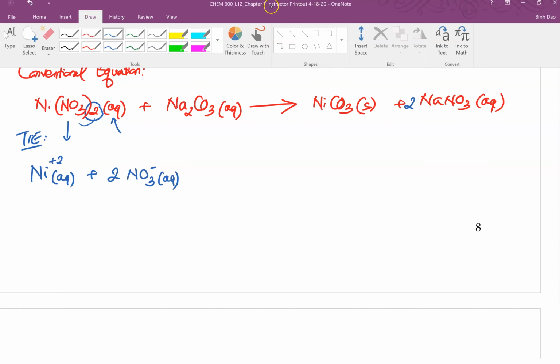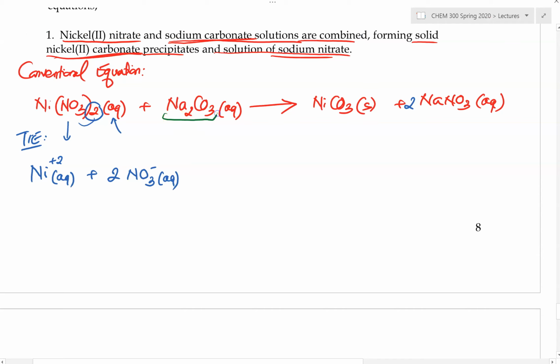And now similarly, let's do the same thing with the other compound, sodium carbonate. So should we break this up into ions? And the answer is yes, because this is a soluble ionic compound. And this will then be broken up into 2 sodium. Each sodium is +1. And now this is an aqueous. And we will then have 1 of the carbonate. And the charge of the carbonate is -2. And this is an aqueous as well. So there you go. That's what we will have on the reactant side.